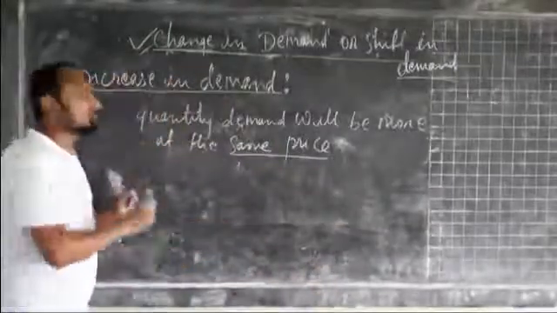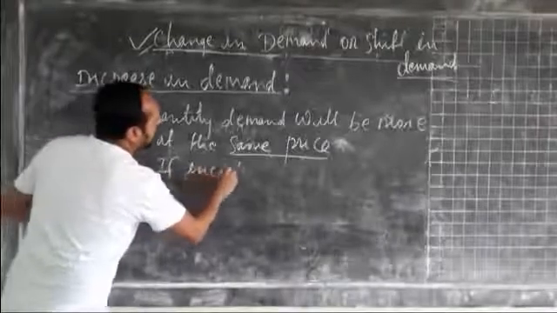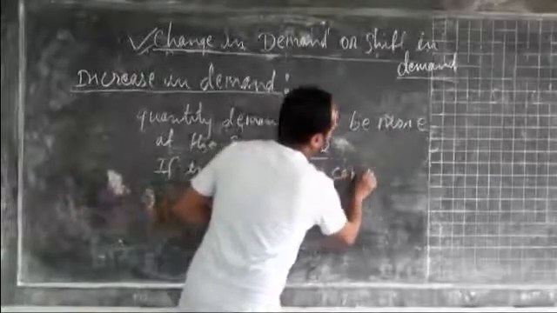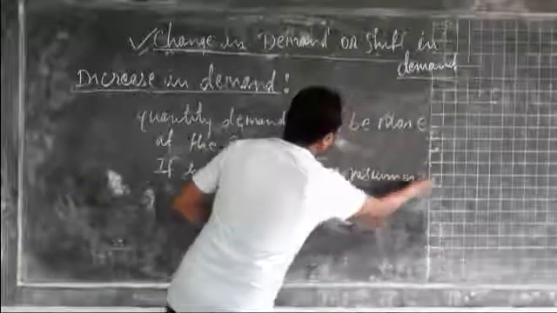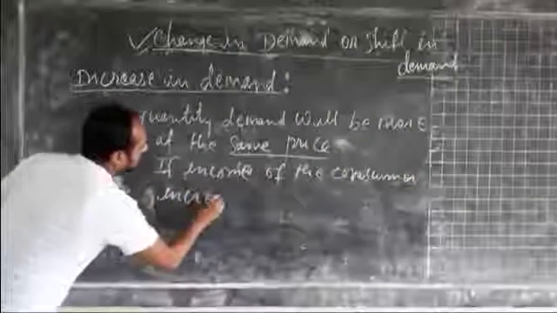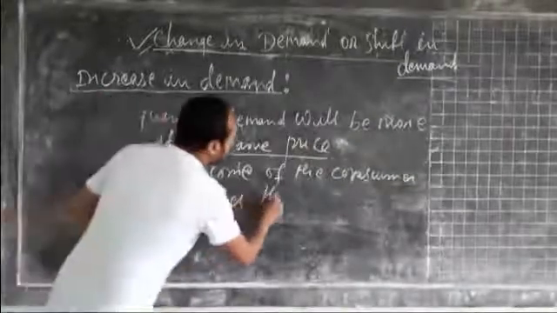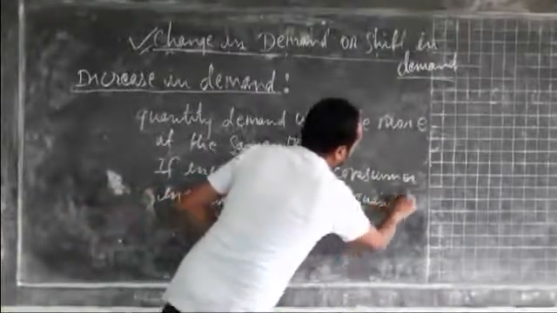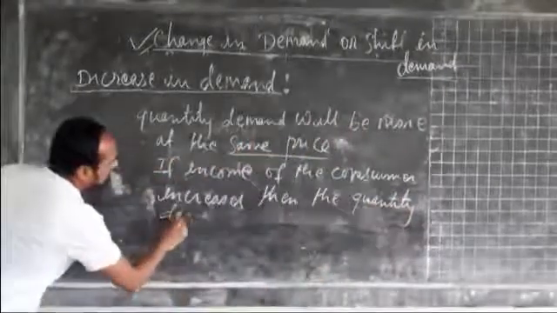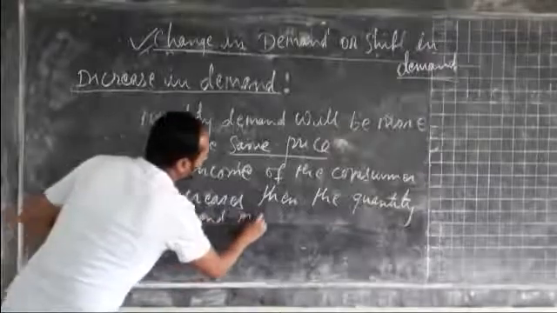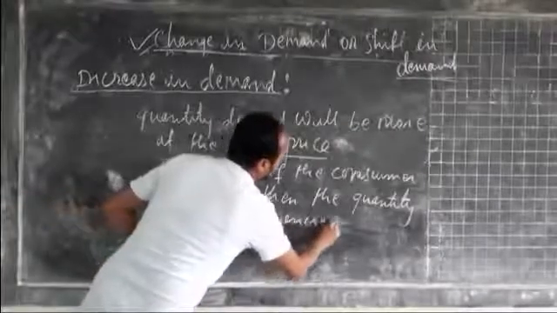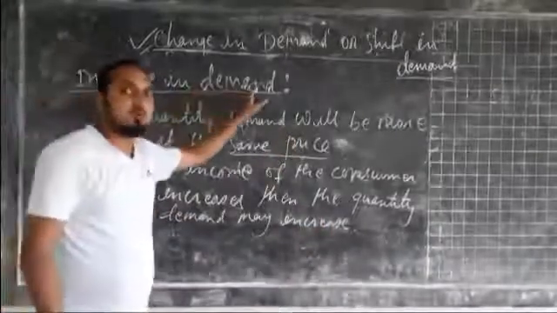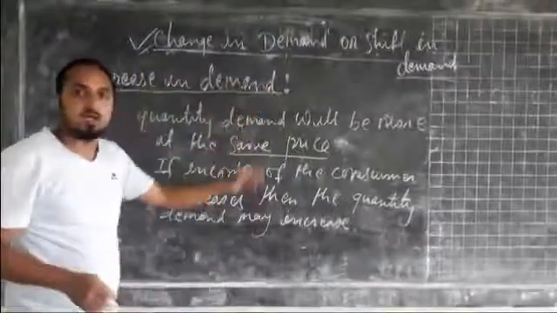So if income of the consumer increases, then the quantity demand may increase, and this situation is called increase in demand. Now this increase in demand I will show you with the help of a diagram.